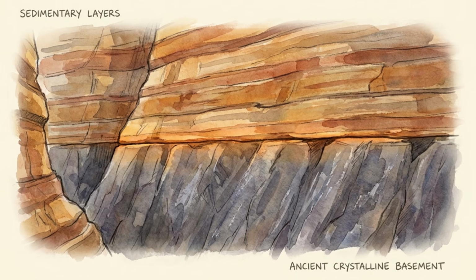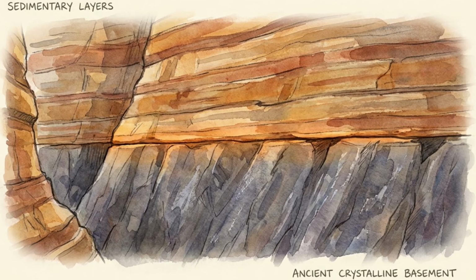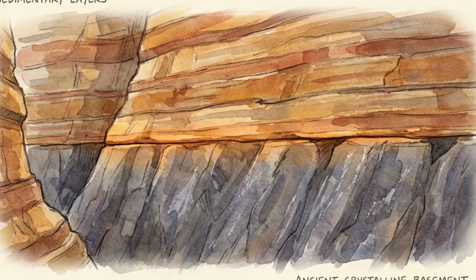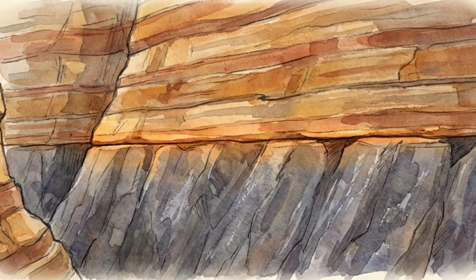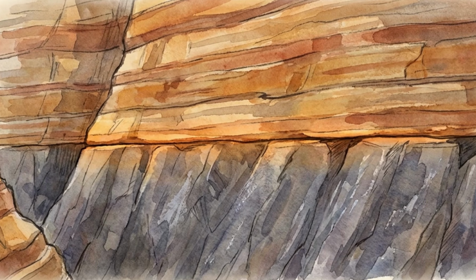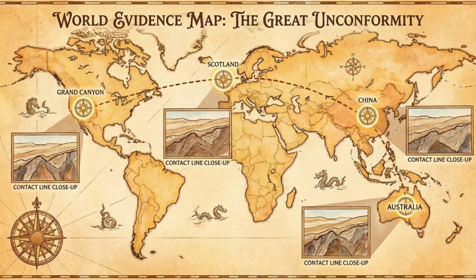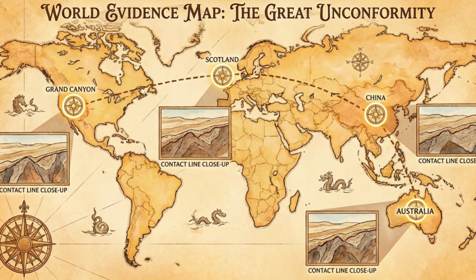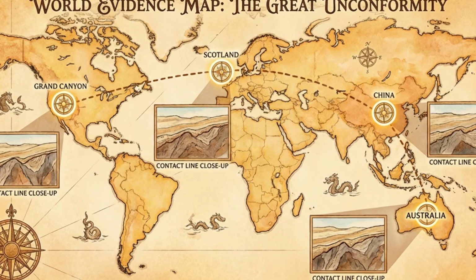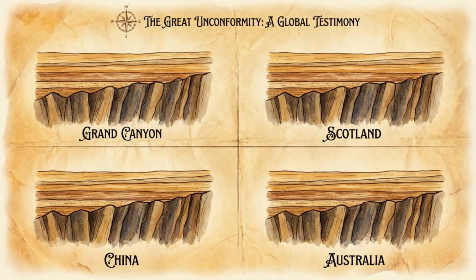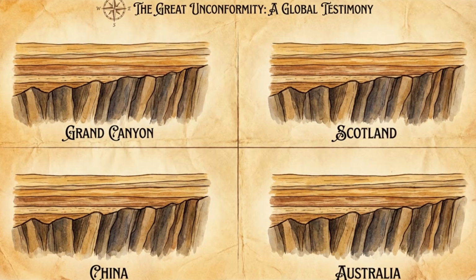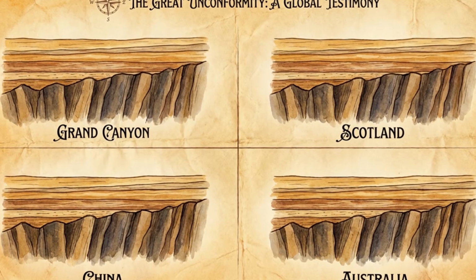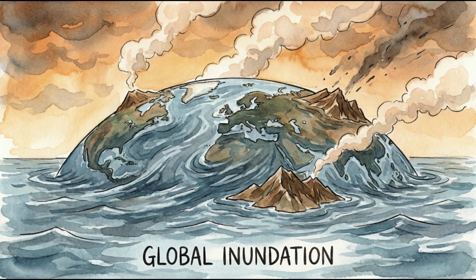Then there is the great unconformity. At the base of the Grand Canyon, the sedimentary layers sit directly on ancient basement rock that has been sheared perfectly flat, as though an enormous blade had passed across the entire continent. This sheared surface is visible in the canyon, identifiable in Scotland, traceable in China, and measurable in Australia. The same event was recorded simultaneously in the foundation rock of multiple continents. Slow, gradual processes cannot shear an entire continent flat. Only the catastrophic, high-energy inundation of a global flood can.